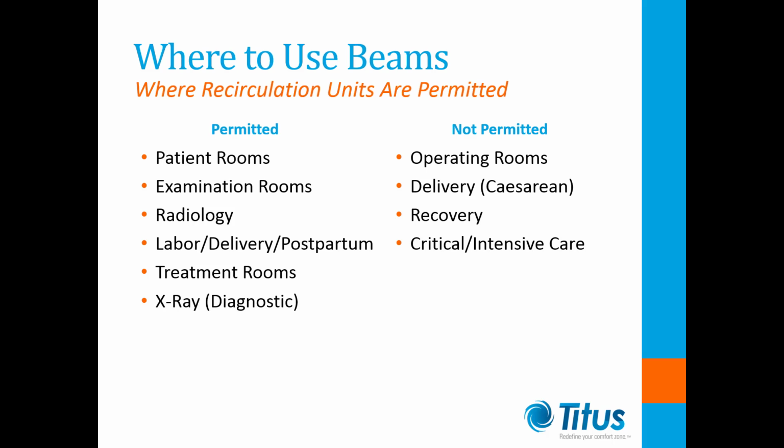Most of the admin areas of the hospital will be subject to Ventilation Standard 62.1, so active or passive chill beams can be used in most of those areas. All of the critical areas, such as operating rooms, recovery, and intensive care units, cannot be served by chill beams, as recirculation units are not permitted.